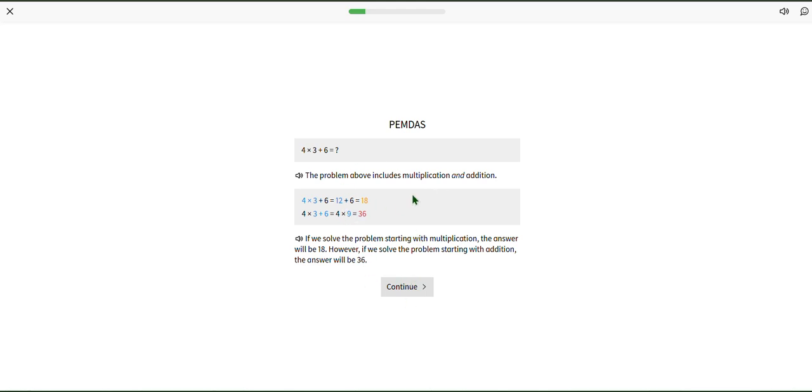This is kind of my tip with it: when you're looking at the order of operations, make sure that you've written PEMDAS down just to remind yourself.